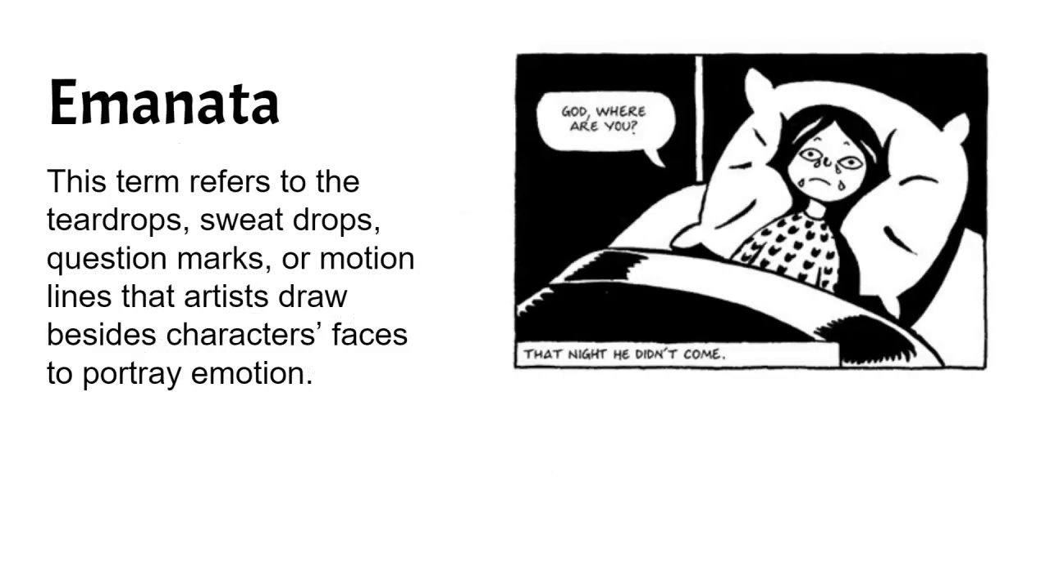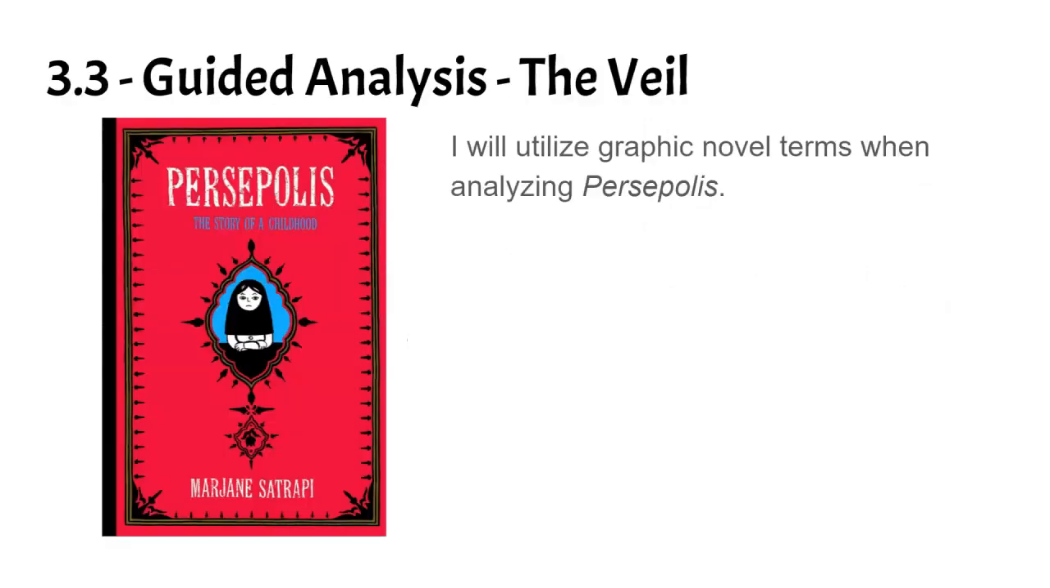Emanata, fancy word, refers to teardrops, sweat drops, question marks, motion lines, and squiggles maybe on the page that show you more about how the character's feeling. So here we have the tears to show how she's feeling. Sometimes you see sweat because someone's nervous, right?